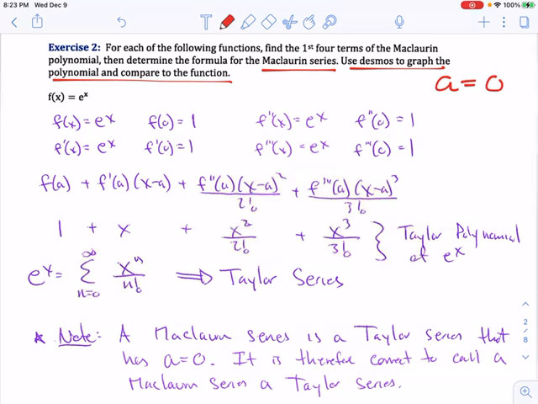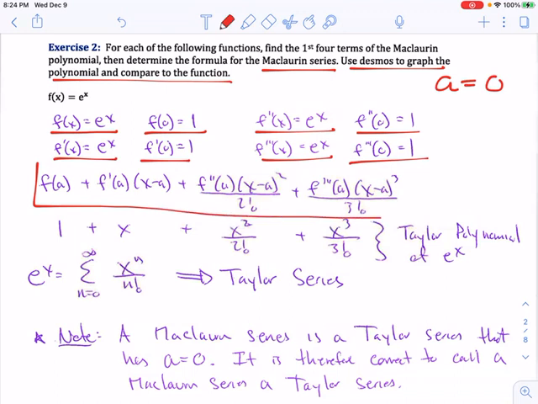So first of all, f of x is e to the x. Evaluating that at 0, we get 1. This is an easy one to do because the derivative of e to the x is always e to the x. F prime of 0 is 1. F double prime, f triple prime, and they're all equal to 1.